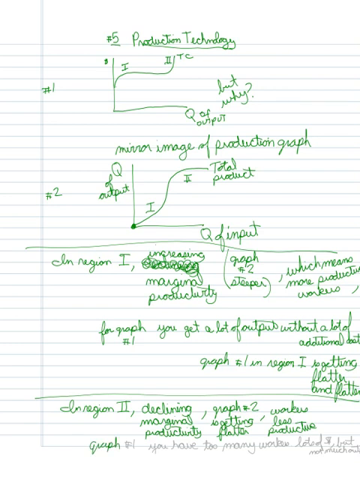Which, for graph number 1, means you have too many workers. Which means you have lots of costs, but not much output.